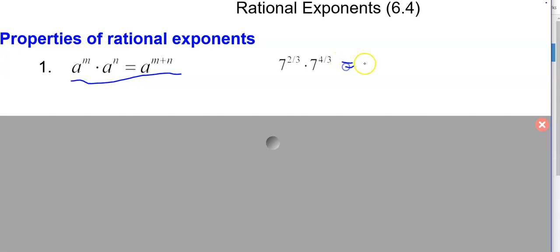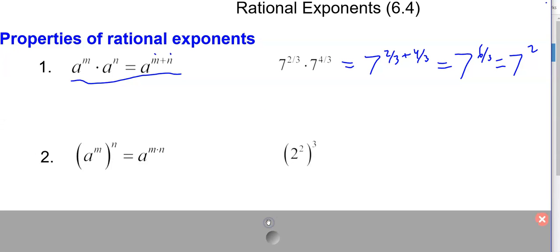So the bases are the same. The base is 7, so the base is still 7. And just like here, I'm going to add the two exponents together. So in the exponent spot, it's 2/3 plus 4/3, which actually goes together nicely. That's 7 to the 6/3, which is 7 squared. So that's the property there. Let's try this one.